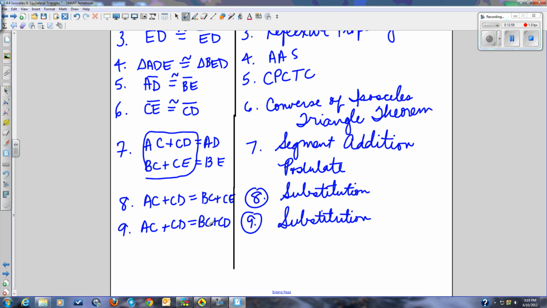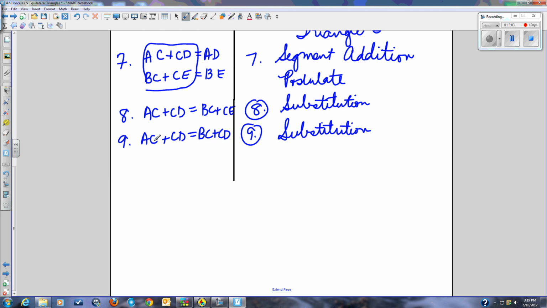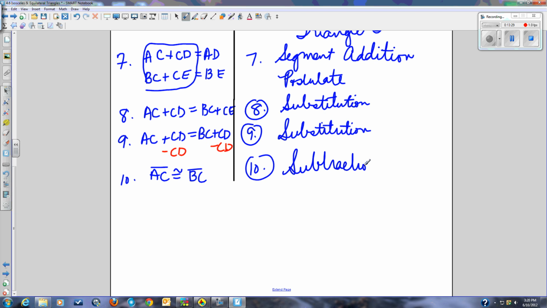Now we're almost ready to say that AC and BC are congruent. Think of this equation. If you went ahead and subtracted CD from each side, you would end up with the fact that AC and BC are equal. Or in other words, that AC is congruent to BC. And that is just by using your subtraction property.